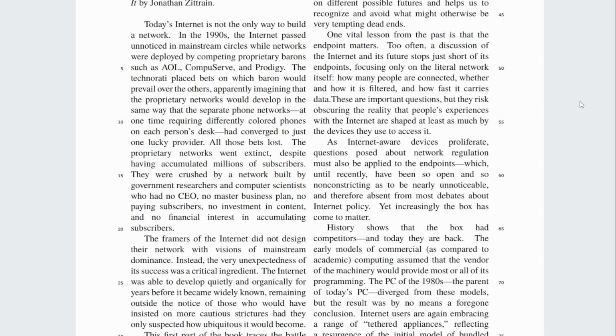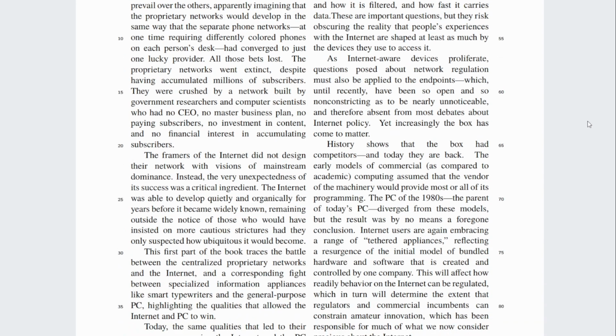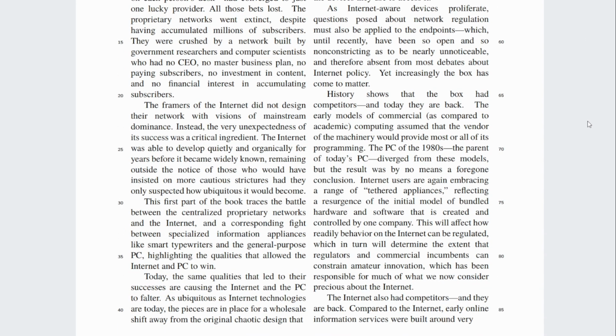All those bets lost. The proprietary networks went extinct despite having accumulated millions of subscribers. They were crushed by a network built by government researchers and computer scientists who had no CEO, no master business plan, no paying subscribers, no investment in content, and no financial interest in accumulating subscribers. The framers of the internet did not design their network with visions of mainstream dominance. Instead, the very unexpectedness of its success was a critical ingredient. The internet was able to develop quietly and organically for years before it became widely known, remaining outside the notice of those who would have insisted on more cautious strictures had they only suspected how ubiquitous it would become.